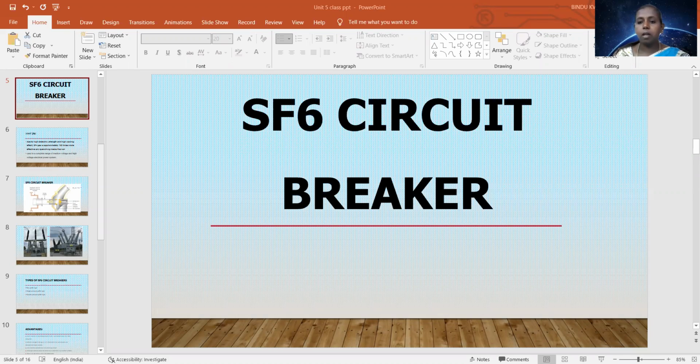Hi everyone. So today we will see about the SF6 circuit breaker. A circuit breaker, as we know, is used to isolate the faulty part in the power system. Here is the circuit breaker classification, which is mainly based on the arc extinguishing method.